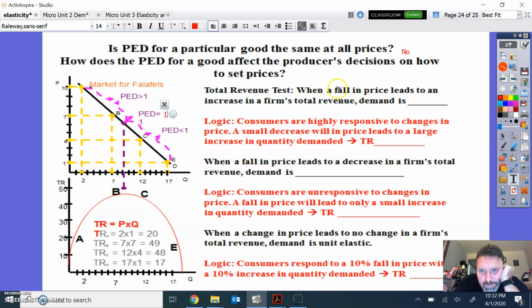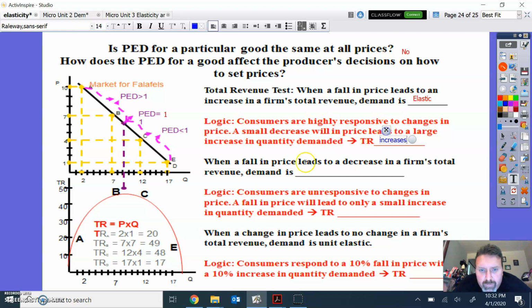So let's see if we can do this here at this point, right? When a fall in price, when price goes down, leads to an increase in total revenue, demand is, so price goes up, total revenue goes down, they're going opposite directions. That's telling us that this is an elastic term here, okay? Consumers are highly responsive to changes in price. A small decrease in price leads to a large increase in quantity demanded, okay? Total revenue increases.